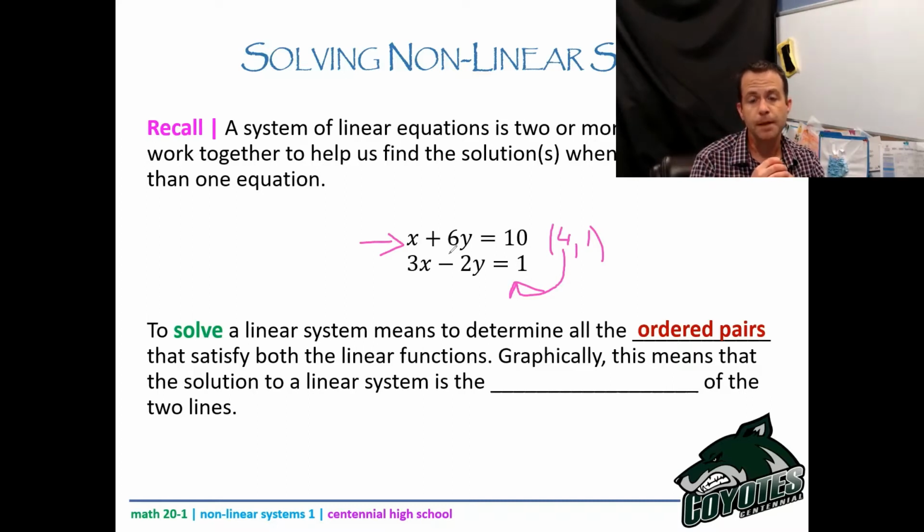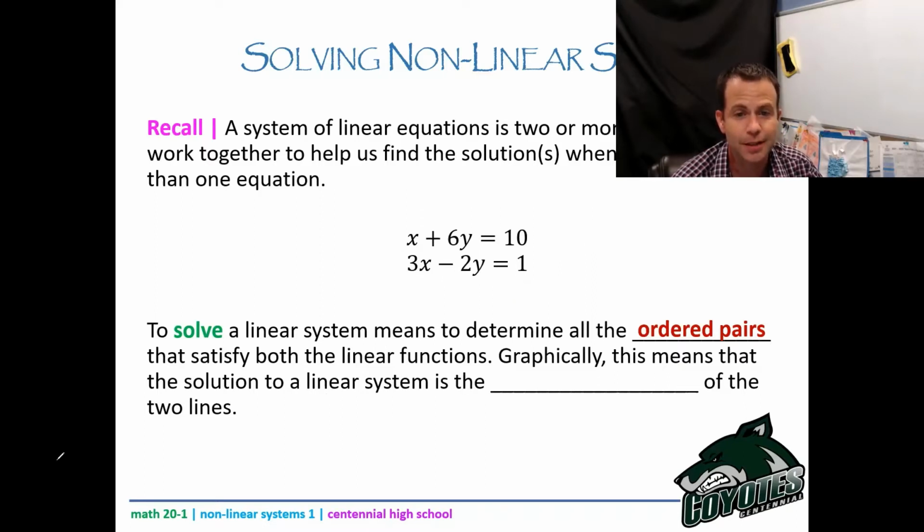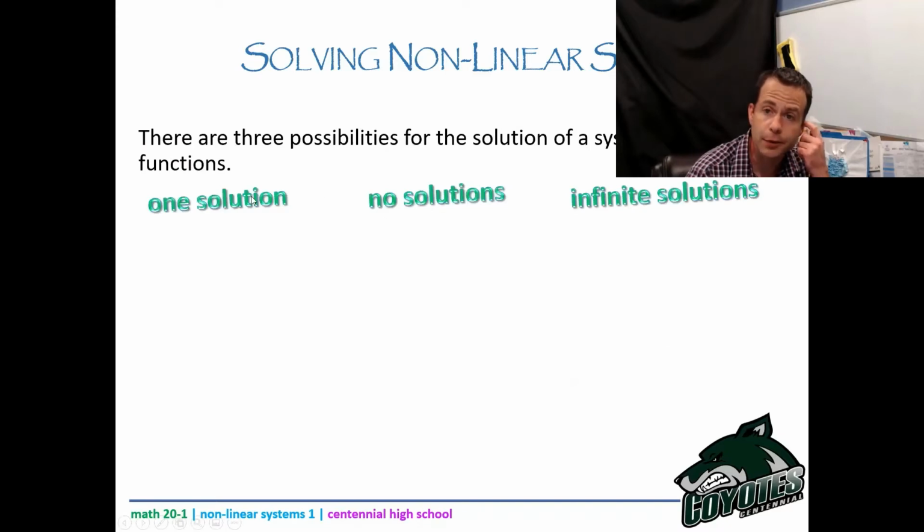So graphically, back to our note here, this means that the solution to the system is the intersection of the two lines. We're looking for that point that is common to both lines, and that's called the point of intersection. There are three possibilities for the solution of a system of linear functions. We can have one solution, no solutions, and infinite solutions.